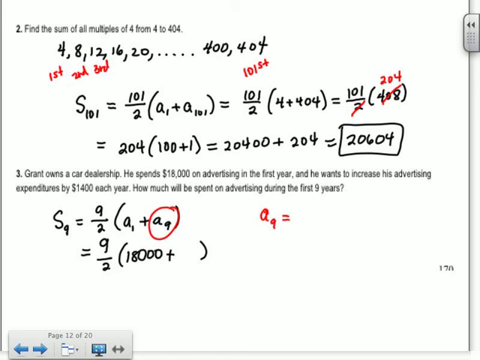So A sub 9 is the first term plus what? 8 common differences, right? So A1 was 18,000. You're adding on 1,400 8 times. So when you do that, what number do you get? That's how much he's increasing it each year. Because after the first year, he would have 1,400 more than 18,000. After the second year, he'd have it twice. After the third year, he'd have it 3 times.